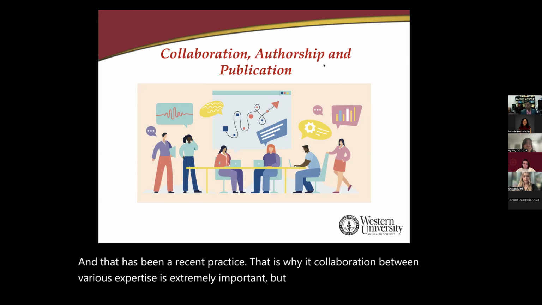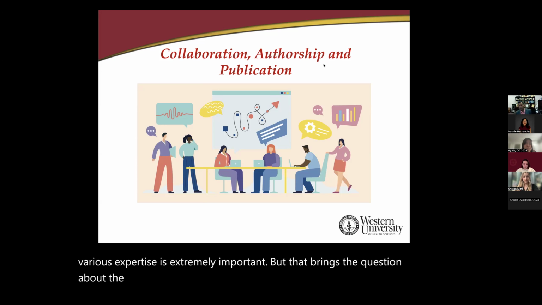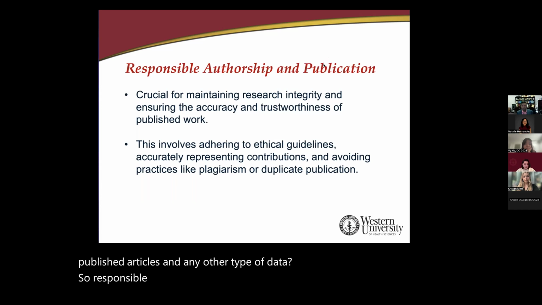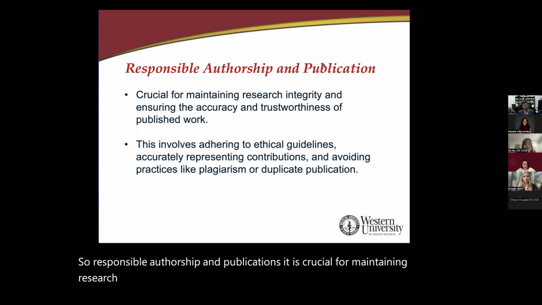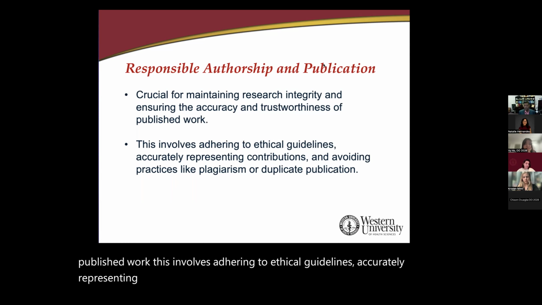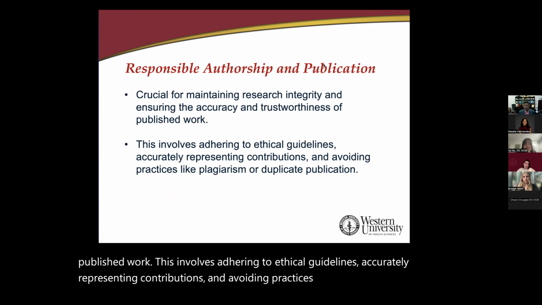But that brings the question about the authorship. How will you decide the authorship in any published articles and any other type of data? So responsible authorship and publication is crucial for maintaining research integrity and ensuring the accuracy and trustworthiness of published work. This involves adhering to ethical guidelines, accurately representing contributions, and avoiding practices like plagiarism or duplicate publication.